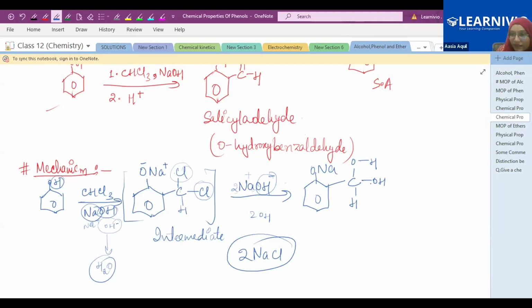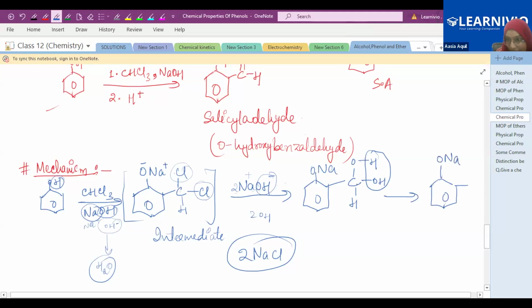Now see, what is this? This is OH and this is hydrogen. This oxygen has a lone pair, so it will try to abstract this hydrogen, and water will be released from here. H2O will be released, and the next step will be your ONa. Here it will have a CHO group, so you can see the aldehyde group has been introduced on the ortho position.